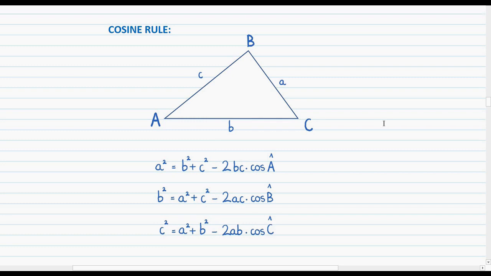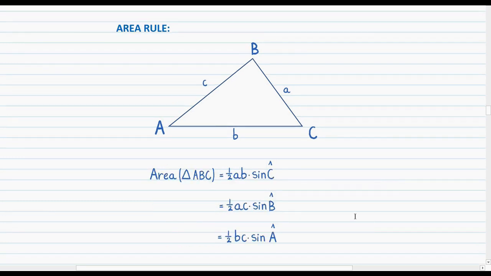The last one is the area rule, which says that the area of such a triangle can be calculated by saying half of one side times another side times sine of the angle opposite the third side. So that could be half of a times b sine C, or half of a times c sine B, or half of b times c sine A.